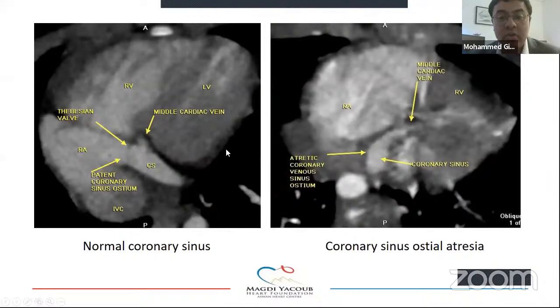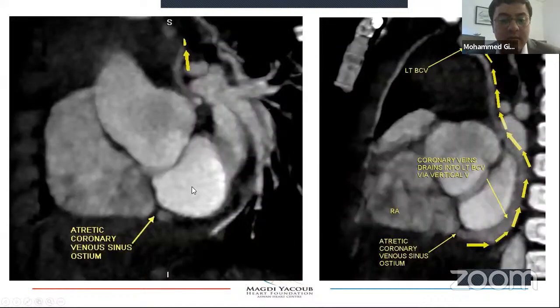But in cases of atretic coronary venous sinus ostium, you will not see any connection between this coronary venous sinus and the right atrium. There is no connection between this coronary sinus and right atrium, and so we are dealing with coronary sinus ostial atresia. Similar case like this, a sagittal or coronal oblique, displays the left atrium, this structure, and this chamber, the right atrium. Here we cut end on the coronary venous sinus near its ostium, so this represents atretic coronary sinus ostium. No communication between the coronary venous sinus and right atrium.